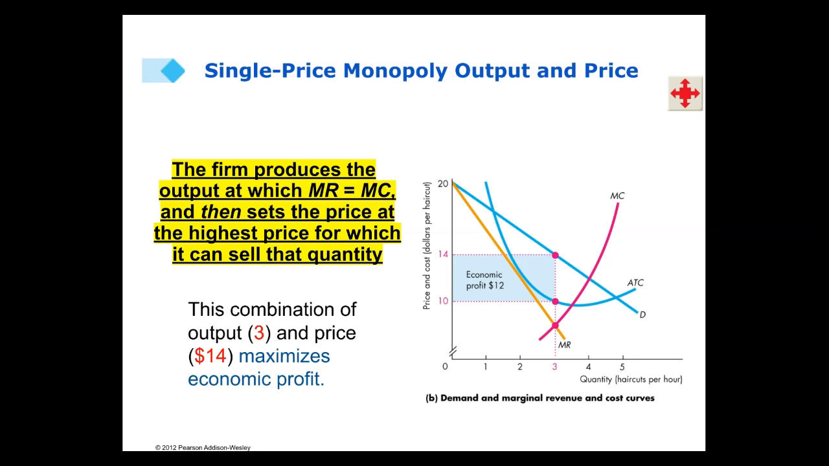But then they have to decide what price to set. So they will sell that quantity at the highest price they can. If you take the price of this quantity, go up to the demand curve, this point here, you go across, and they're able to sell it at 14. So their average total costs here are 10. The price they're selling it at is 14. So they're making $4 on each of the 3 units. So it's $12 in economic profit.